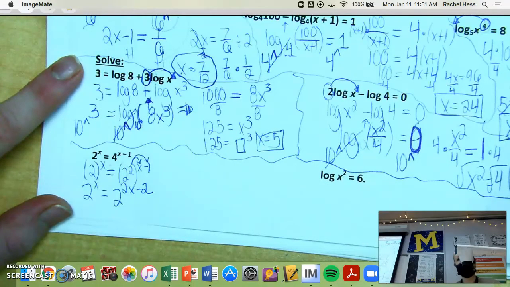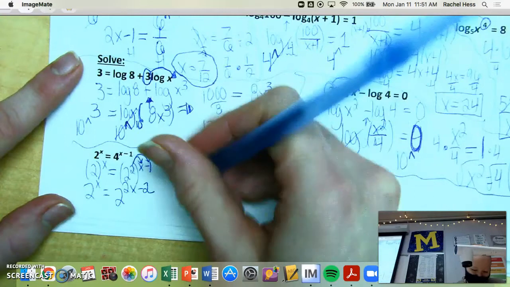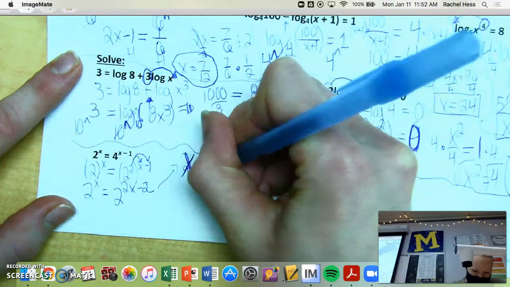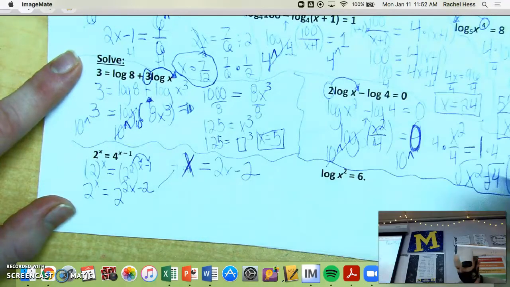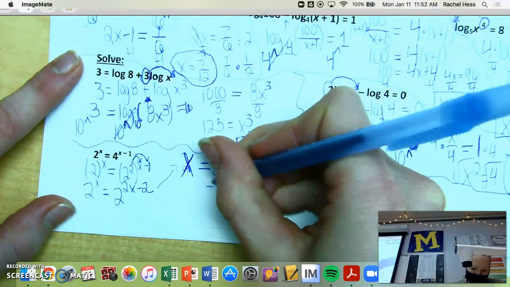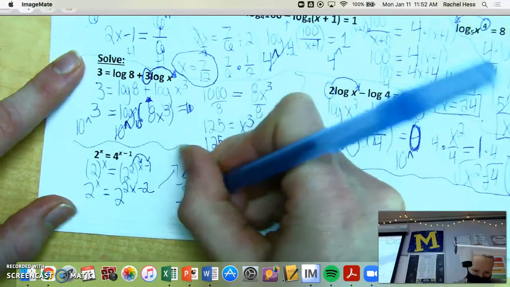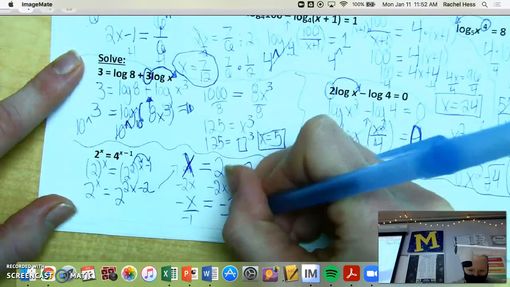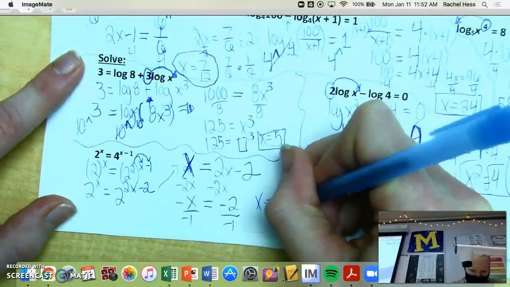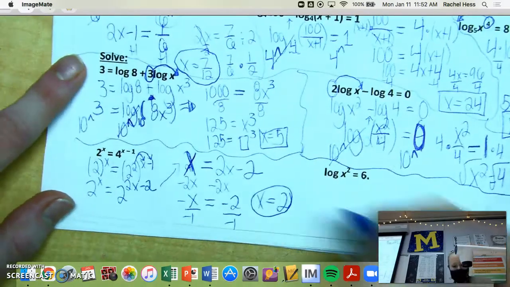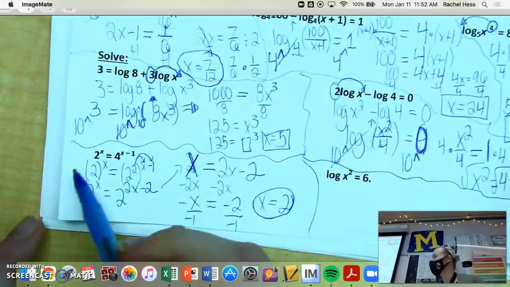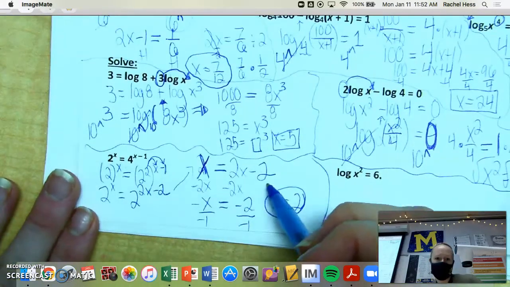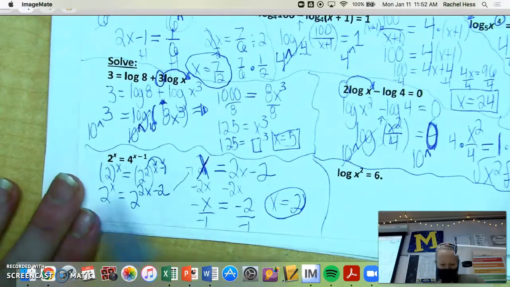Correct? Okay, I want to make sure I distributed correctly this time. When I do that, I should get x equals 2x minus 2. And to solve that, I'd subtract 2x from both sides to get negative x equals negative 2. And then divide by negative 1 to get x equals 2. So this is called change of base. We changed our bases to match, and then we used exponent rules to solve, right?